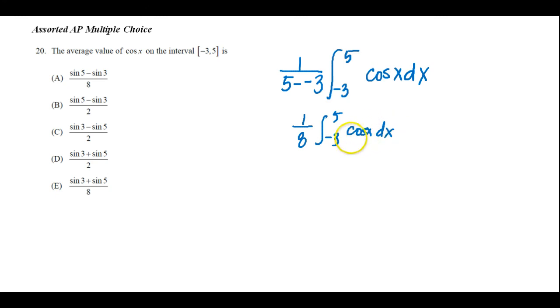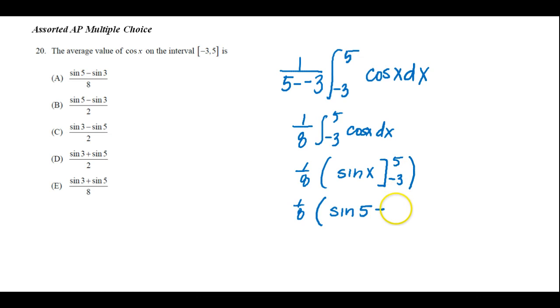So now the antiderivative of cosine, so let's bring down the 1 over 8, is sine x evaluated from -3 to 5. So I have 1 over 8, and then here we're going to substitute in 5. So sine 5 minus sine of negative 3. So now what I have is sine 5 minus sine of negative 3 all over 8. Now, is that an option? So if I look up here, I have the two options with 8 are A and D, and neither of those are it. So did we do something wrong?